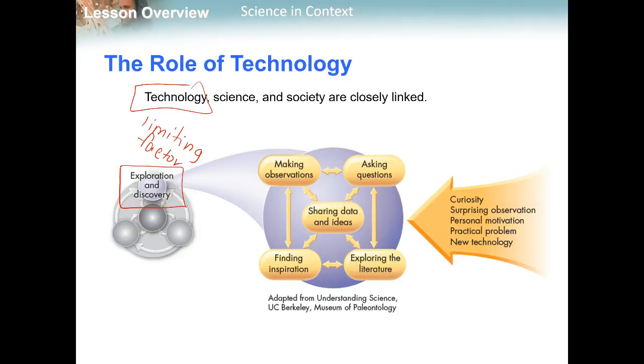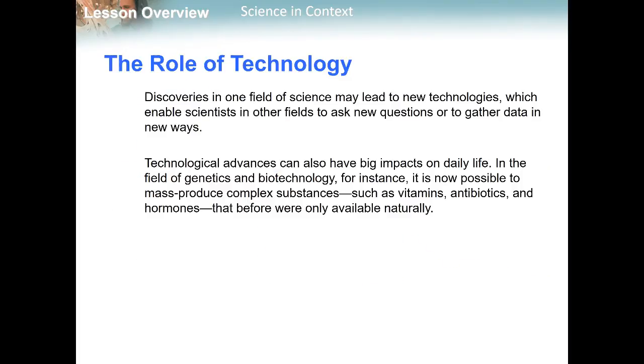If we don't have the technology to get inside a volcano, then we're going to have to just make hypotheses and inferences based on the data that we're able to obtain. But if we can create technology to get into the volcano, then we can actually see what's going on. So that's what we mean by a limiting factor.